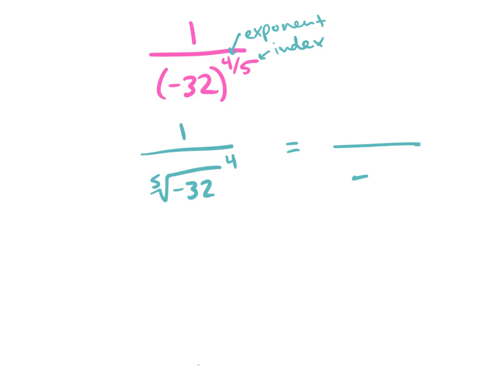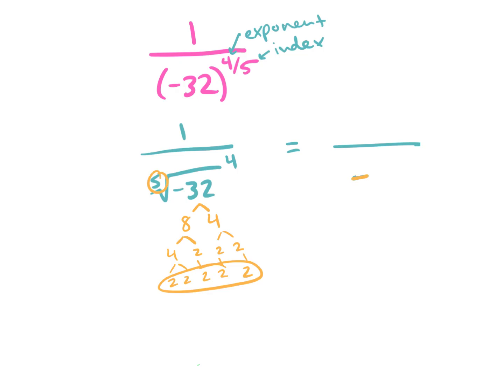Let's see if we can break this down. What are 2 factors of 32? 8 and 4, perfect. 2 factors of 8? 4 and 2. And 2 factors of 4? 2 and 2. How many of a kind do we need? 5 of a kind. Do we have 5 of a kind? Yes. So it's going to come out.